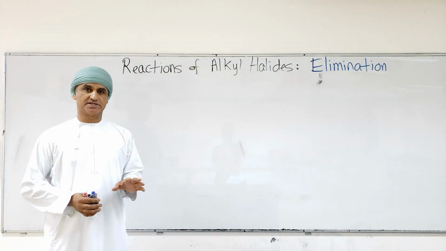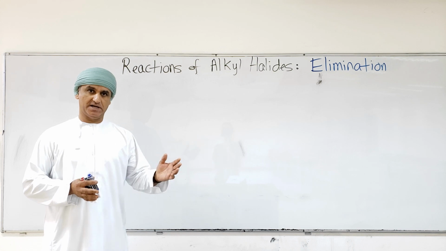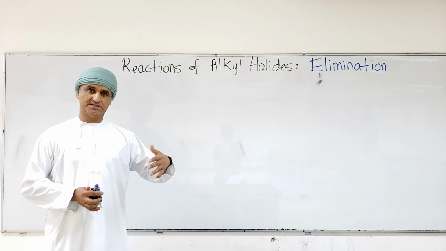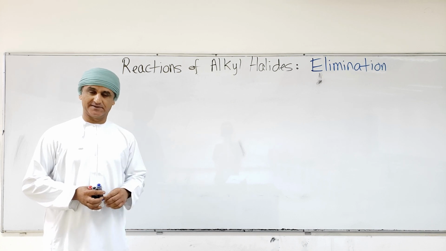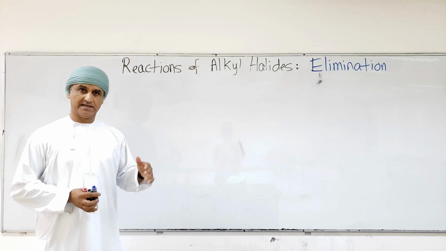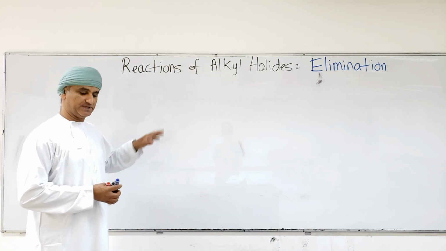In the E2 reaction, the three events, proton abstraction, formation of a carbon-carbon double bond, and departure of the leaving group take place at the same time. What if these three steps do not take place at the same time? What kind of elimination mechanism we will get? Let's see how these steps can be separated.